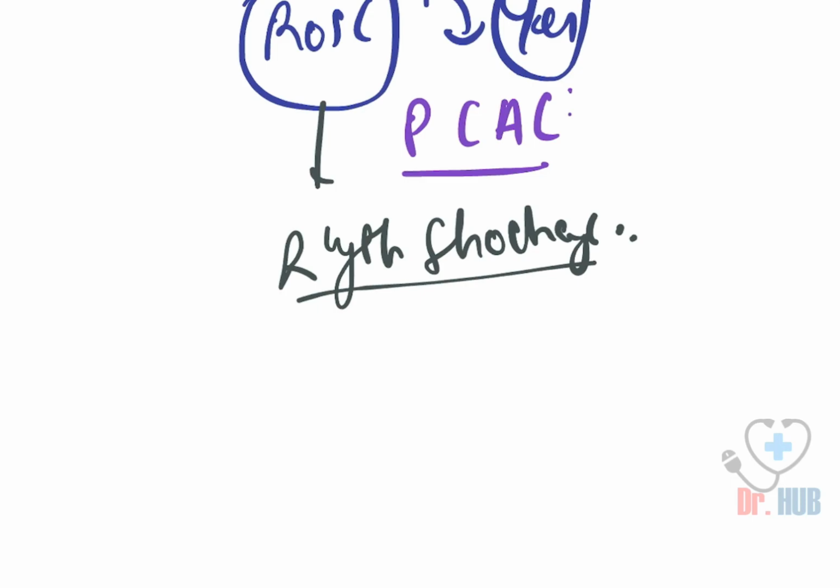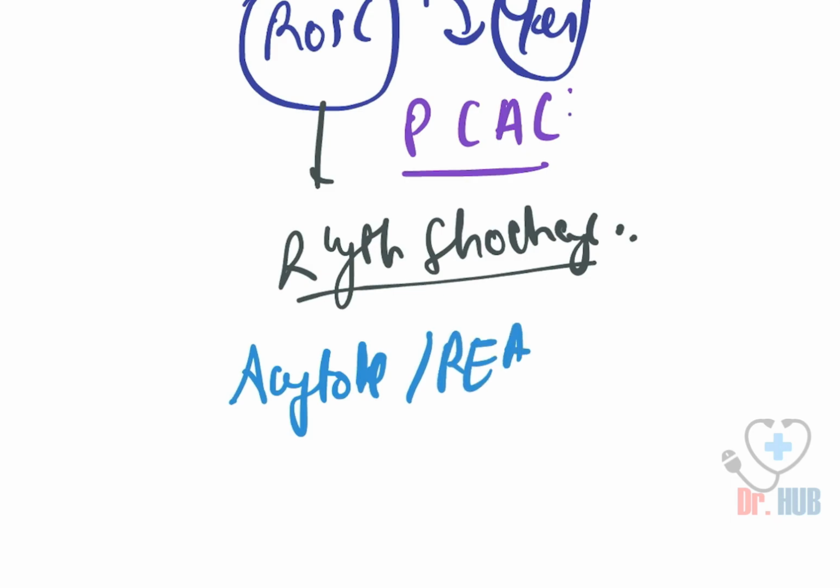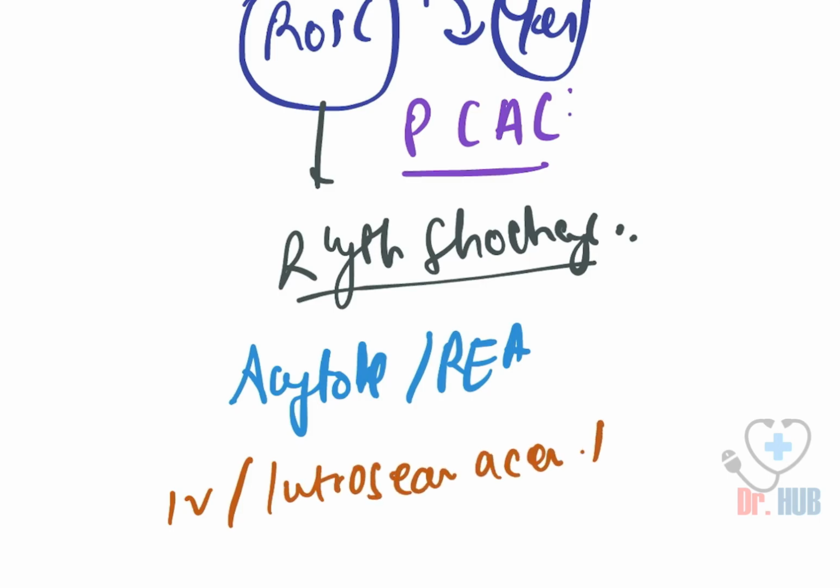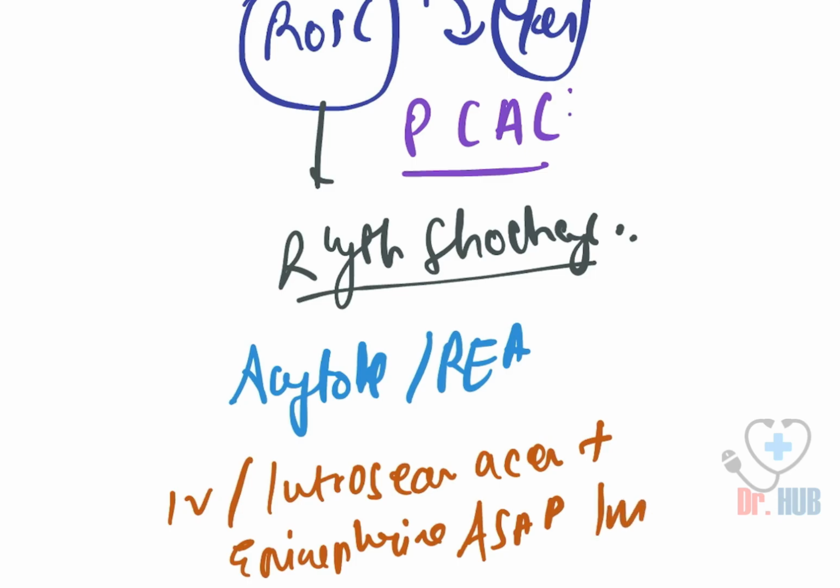Next, we move on to the other scenario, in case of asystole or PEA. Here we administer the IV or intraosseous access along with the epinephrine, ASAP, that is as soon as possible.